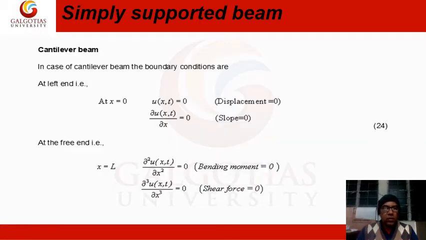So now we'll come to the cantilever beams. In the case of a cantilever beam, the boundary conditions at the left hand side, at x equal to 0, are that the displacement u(x,t) will be 0. However, the slope at x equal to 0 will also be 0. And at the free end, that is x equal to L, the bending moment will be 0 and the shear force will be 0. So these are the boundary conditions at the left hand side, x equal to 0, and at the right hand side, x equal to L.